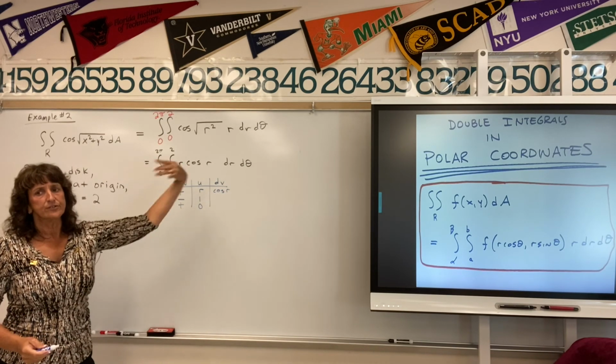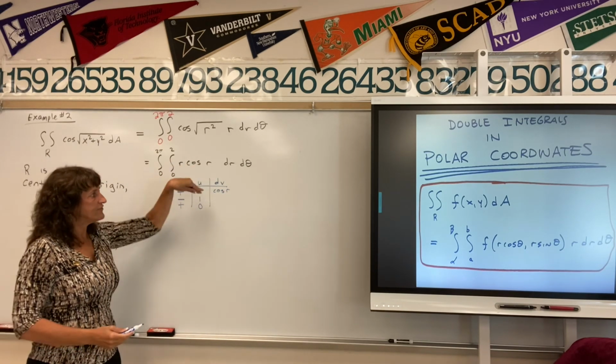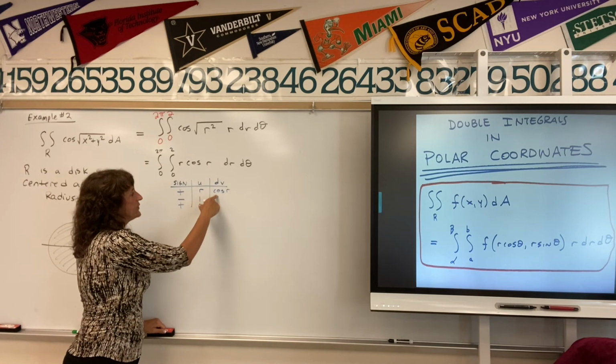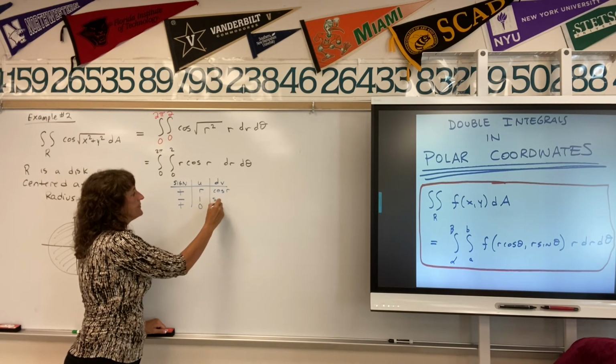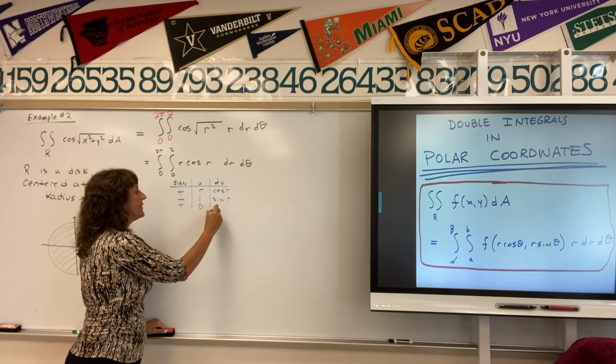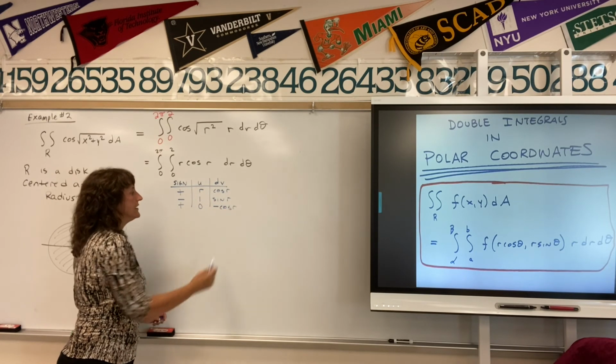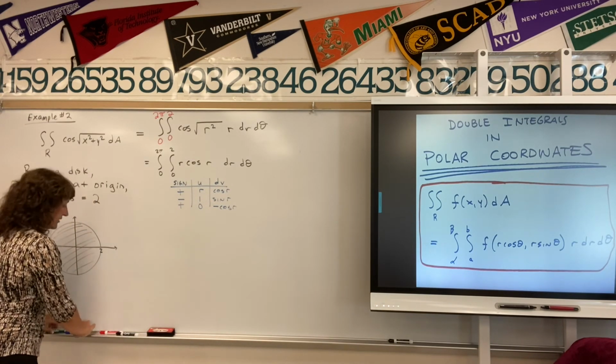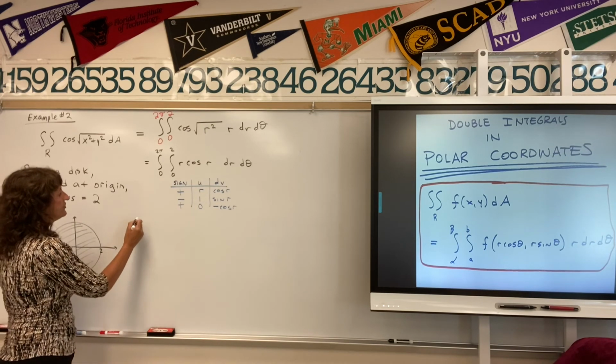Your dv column, you're wanting to get to v, so you're going to have to integrate cosine r. When you integrate cosine, you get sine r. And then when you integrate sine r, you get negative cosine r. All right, so now let's do the integration.